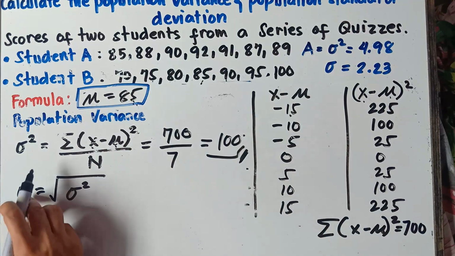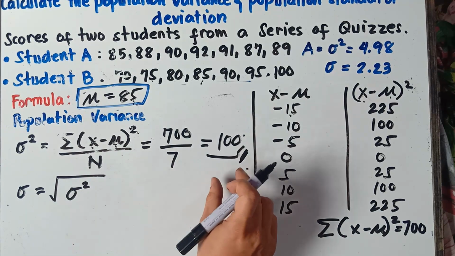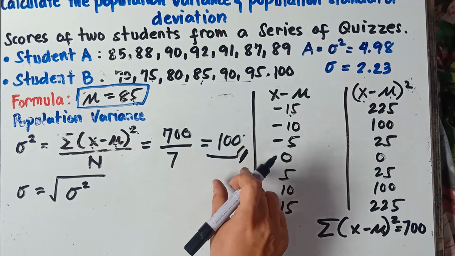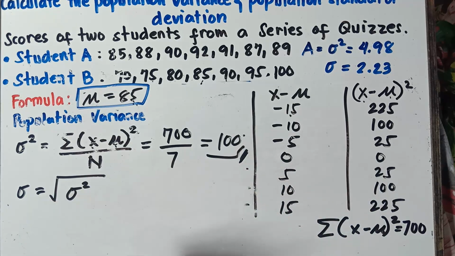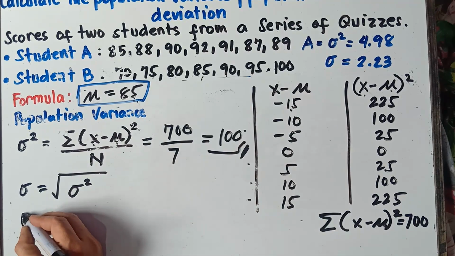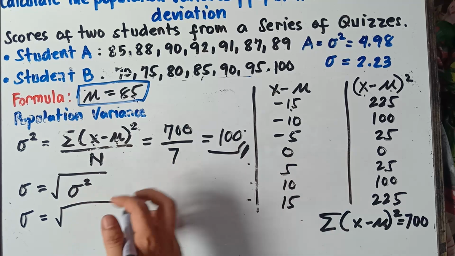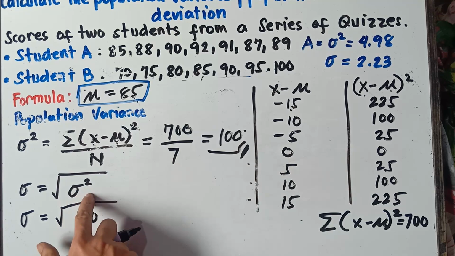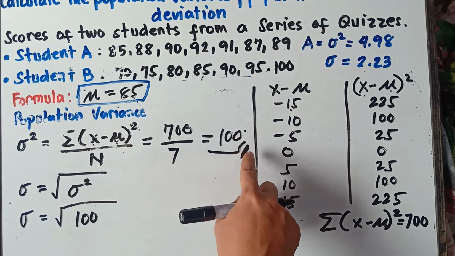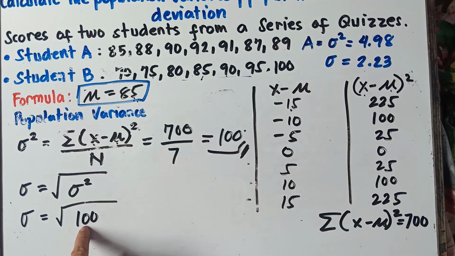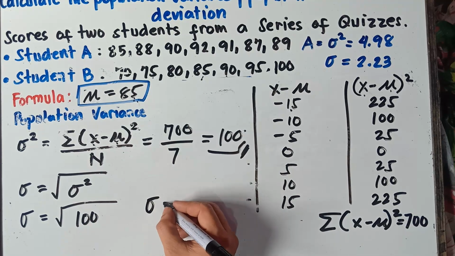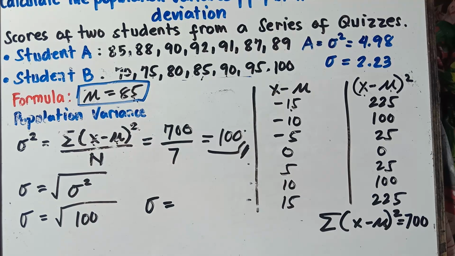To get the population standard deviation, simply get the square root of the population variance. The population standard deviation is equal to the square root of the population variance, the square root of 100. Of course, the square root of 100 is equal to 10. Why is that, sir? Because 10 times 10 is 100.